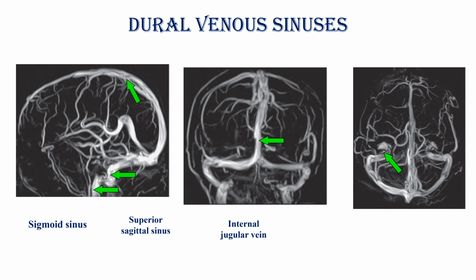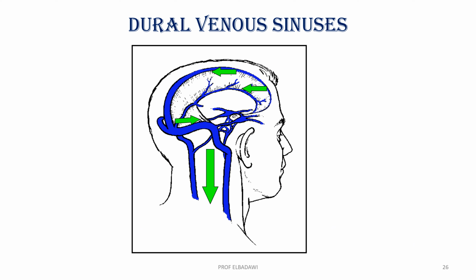This is the internal jugular here and here. This is the inferior sagittal sinus. And this is the transverse sinus here and here. That's a good X-ray view of those sinuses. Here, a summary of the dural sinuses, the blood flow within the dural sinuses.